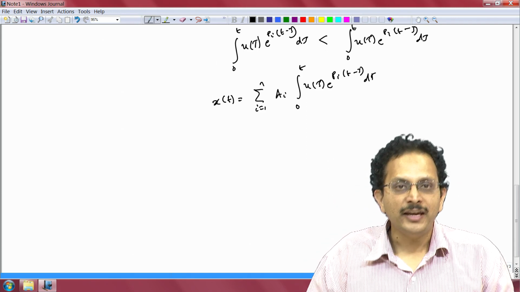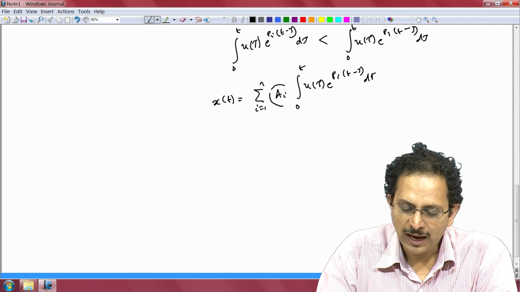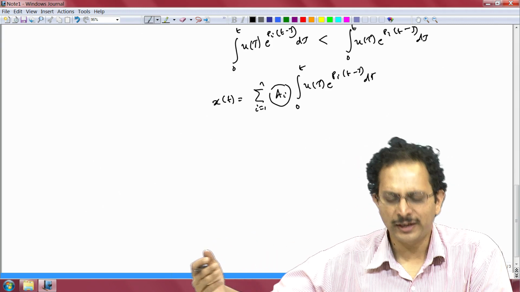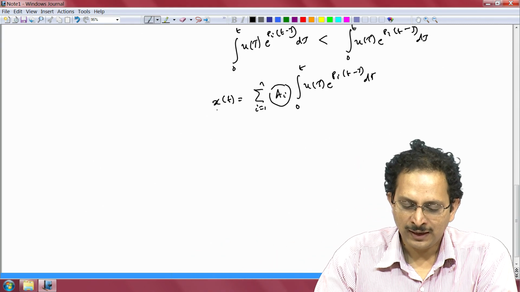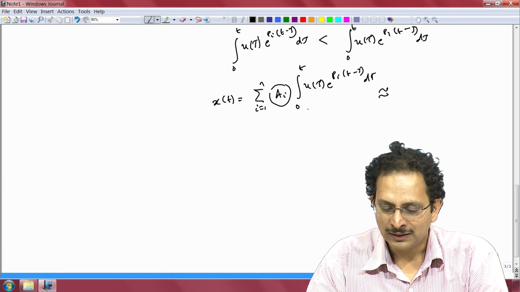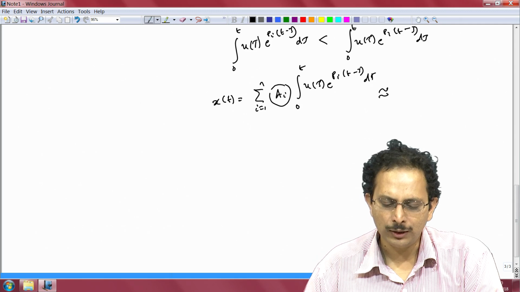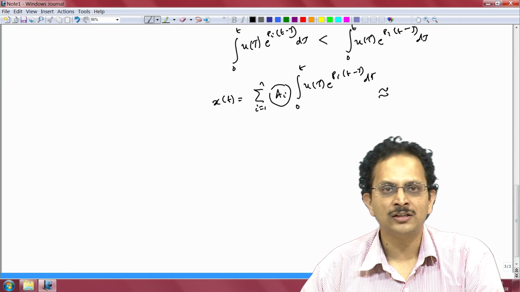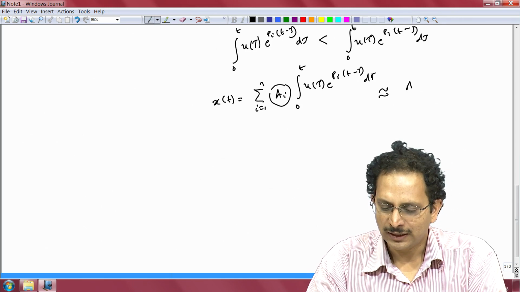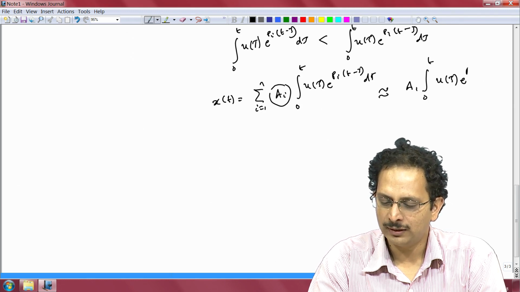Now if we are lucky with the problem in that these terms a_i are also comparable to one another, so a1 is comparable to a2 is comparable to a3 and so on, then x of t can be approximated by noticing that for the other integrals, for p2, p3, p4 and so on, the area under the curve is much less than that for p1. This can be approximated as a1 times integral 0 to t u of tau e to the power p1 (t minus tau) d tau.